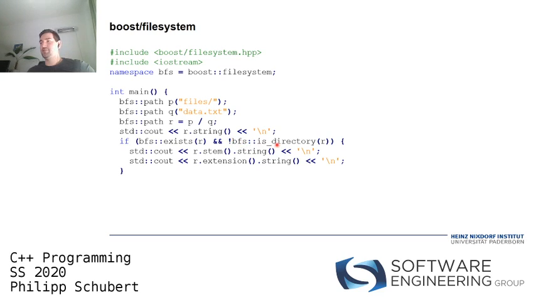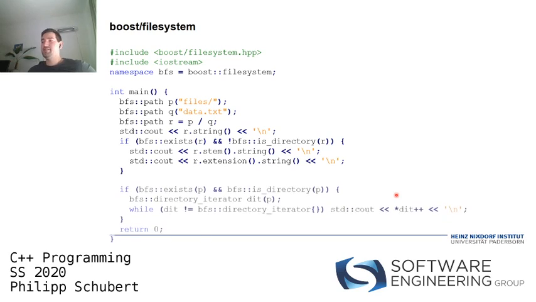You can also check if a thing really is a directory. If it isn't a directory, it's probably a file. I mean, what else is left? So it is a file if it's not a directory. You can ask for the stem, which would be in our case data. And you can also explicitly ask for the extension, which would be .txt. And by using the Boost filesystem library, you don't have to manually iterate over the path names and parse what is the stem, what is the extension. It's just much more convenient to use and much easier to read.